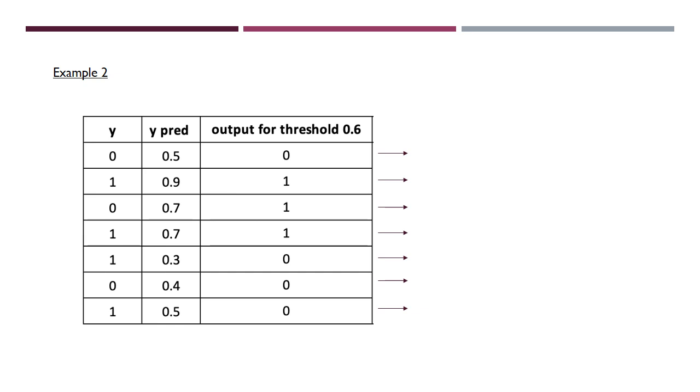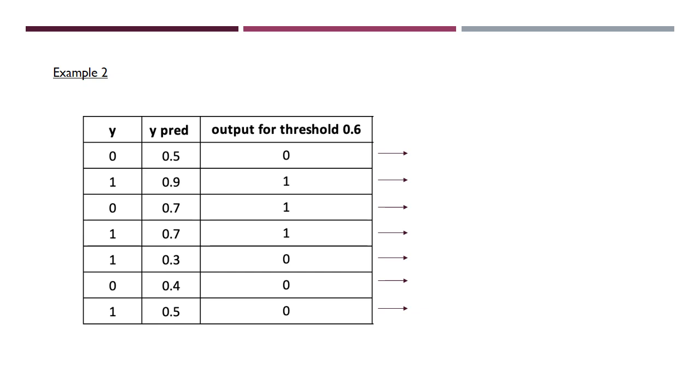So you can see that the first instance has the predicted value of 0.5, so we have classified it as 0. The next has greater value than 0.6, we have classified as 1. Then the next is also 1, and the next is also 1. The last three values have the value less than 0.6, so we have classified them as 0 class.